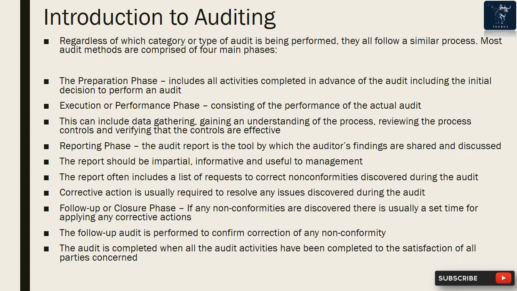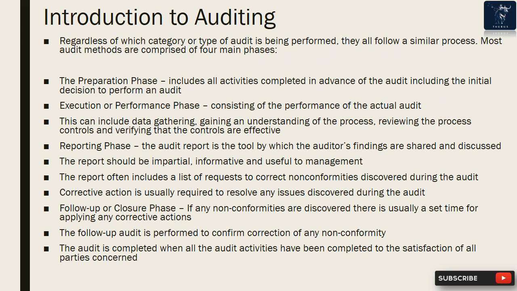Reporting phase. The audit report is the tool by which the auditor's findings are shared and discussed. The report should be impartial, informative, and useful to management. The report often includes a list of requests to correct nonconformities discovered during the audit. Corrective action is usually required to resolve any issues discovered during the audit.